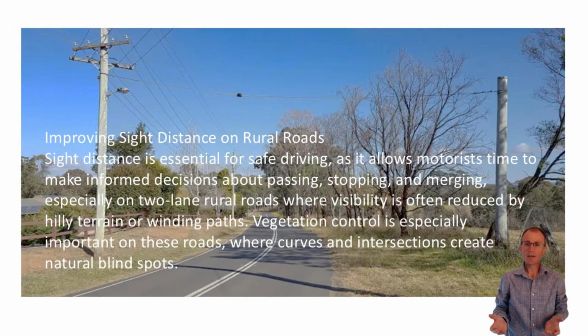Improving sight distance on rural roads. Sight distance is essential for safe driving, as it allows motorists time to make informed decisions about passing, stopping, and merging, especially on two-lane rural roads where visibility is often reduced by hilly terrain or winding paths. Vegetation control is especially important on these roads where curves and intersections create natural blind spots.